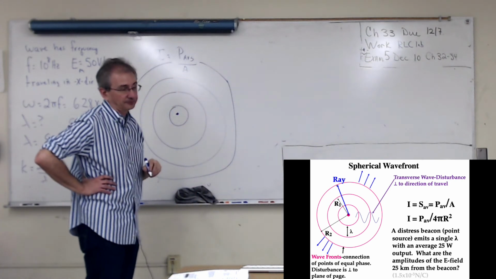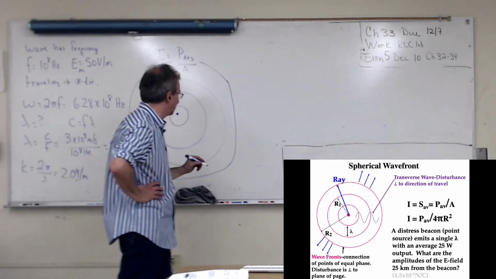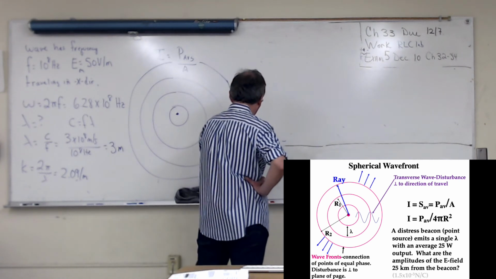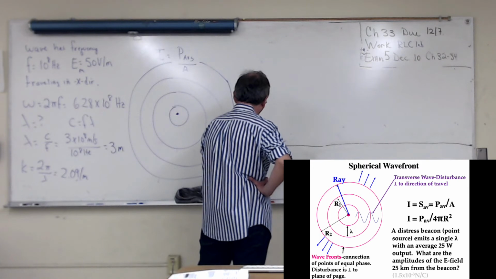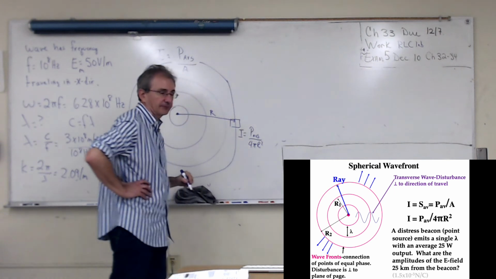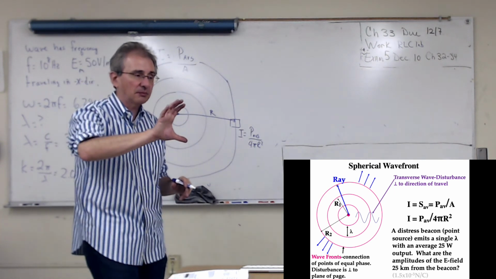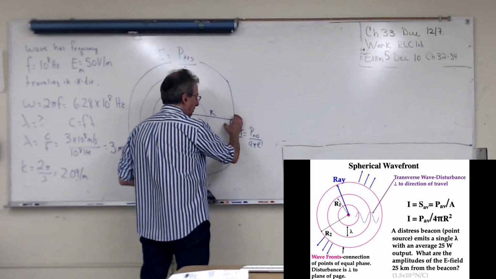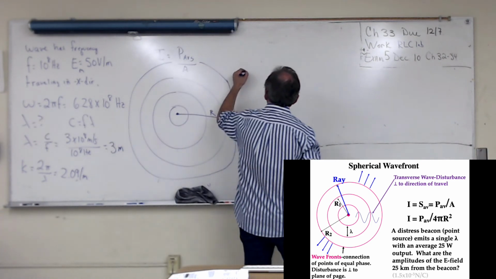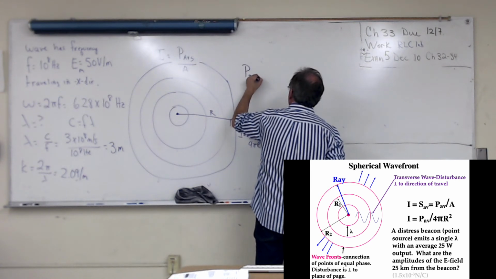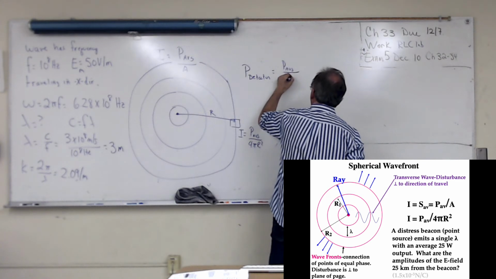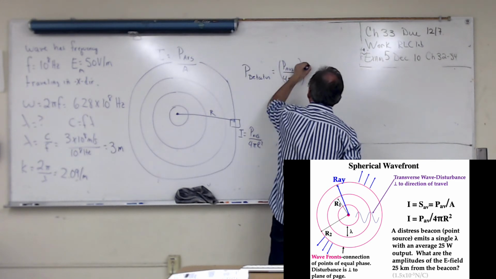As we get further away from the source, the intensity decreases. So let's say over here, I is equal to P average over 4 pi r squared, where r is the radius of the sphere. If I had a device that measures the amount of energy I'm picking up here, the rate at which energy is being absorbed by that detector is going to be P average of the source over 4 pi r squared times the area of my detector.